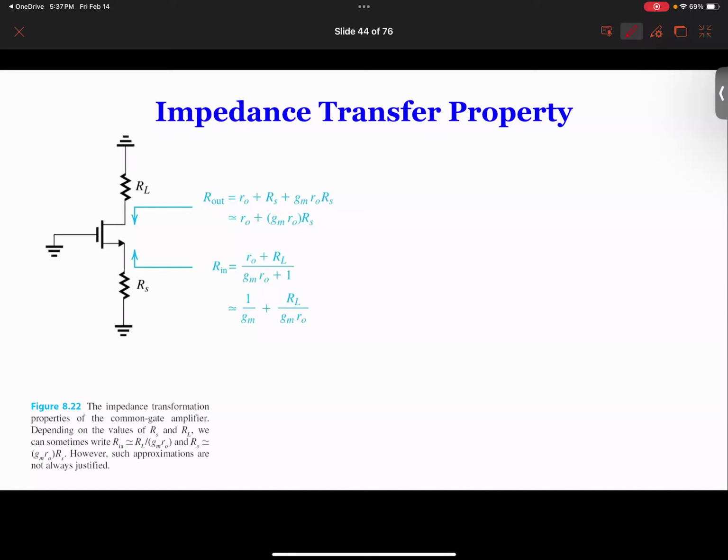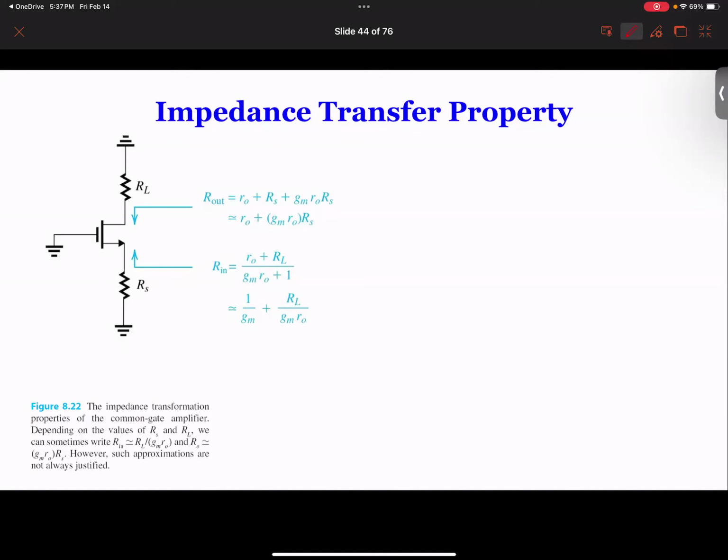So we basically transfer impedance, which means we decrease the input resistance and increase the output resistance. That's what we're doing. So that's called impedance transfer. And we already derived the input and output resistance. So the output resistance is that, and the input resistance is this. So that's the actual equation that we have.